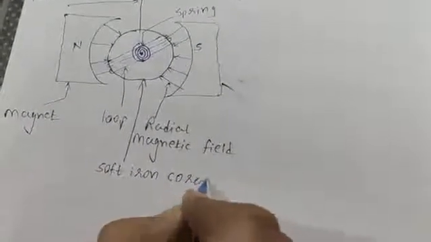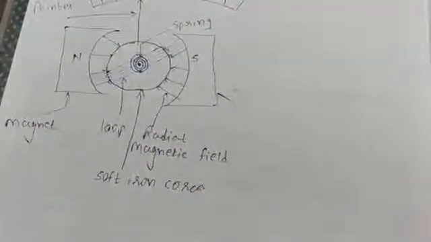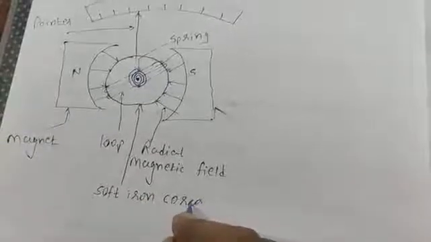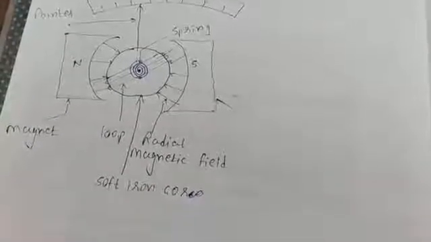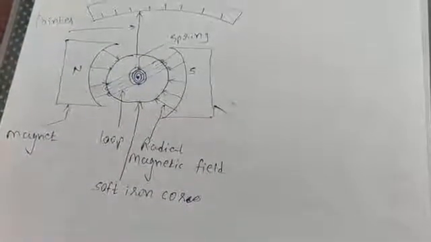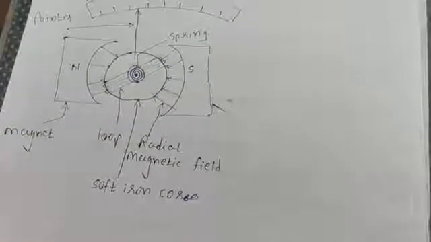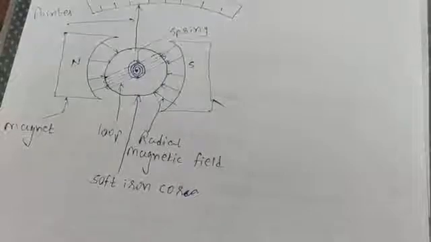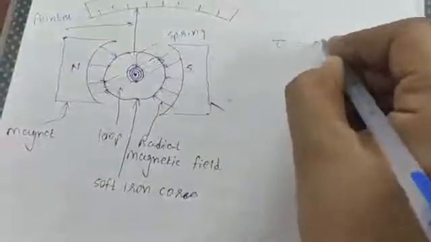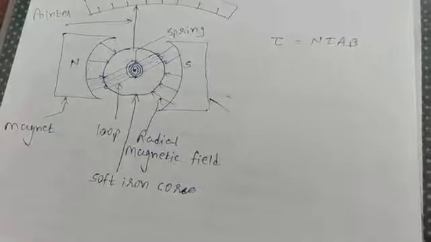Why is it placed? Here there are two magnets, so in between these two magnets there will be a magnetic field. In this magnetic field, if there is a soft iron core, then some torque will be generated on it, and we know that torque is given by NIAB. Actually, you know it is NIA cross B.